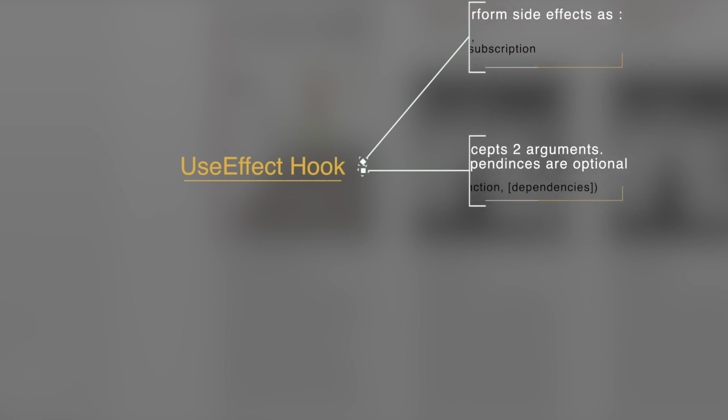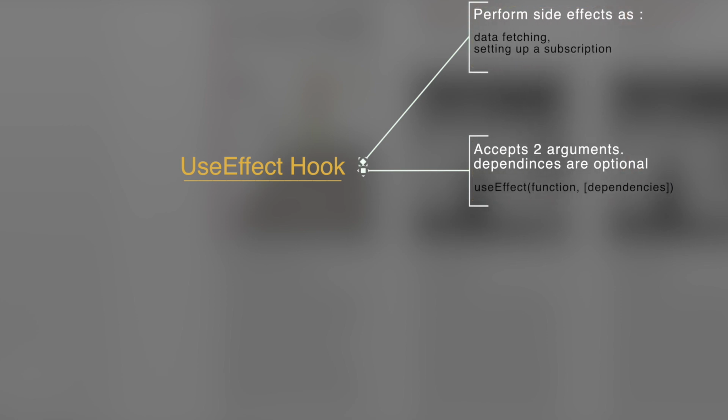So first, let's define what the useEffect hook is and for which cases it is useful. This hook is mainly used in scenarios where we need to fetch data. The useEffect accepts two arguments. The first is a function and the second is an array of dependencies, which is not mandatory.